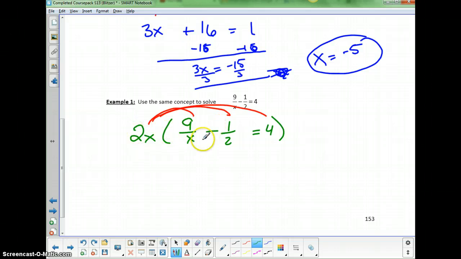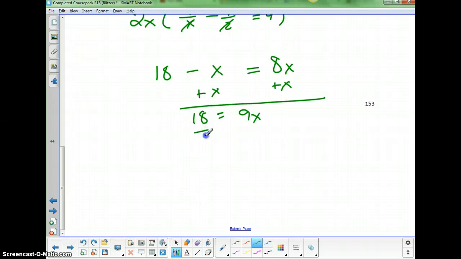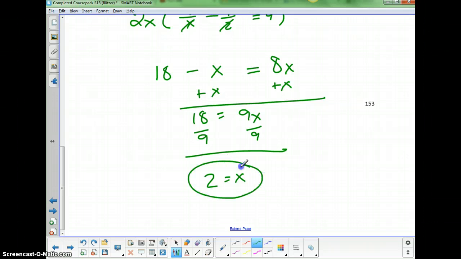When I multiply 2x by 9 over x, the x will cancel, leaving just the 2. 2 times 9 is 18. When I multiply 2x by 1/2, the 2 will cancel, leaving just the x. So minus 1 times x equals, and 2x times 4 is 8x. Now we solve this like a regular equation. Get all of the x's on one side. So 18 is equal to 9x. And if I divide both sides by 9, I get 2 for my x.